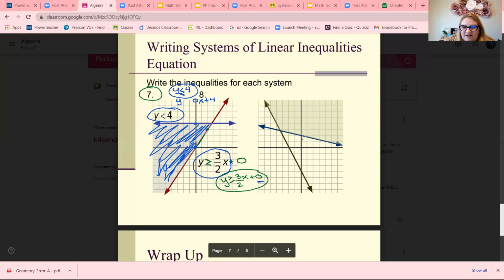So you're going to write the inequality for this system right here. You want to not forget to do dashed and solid lines.